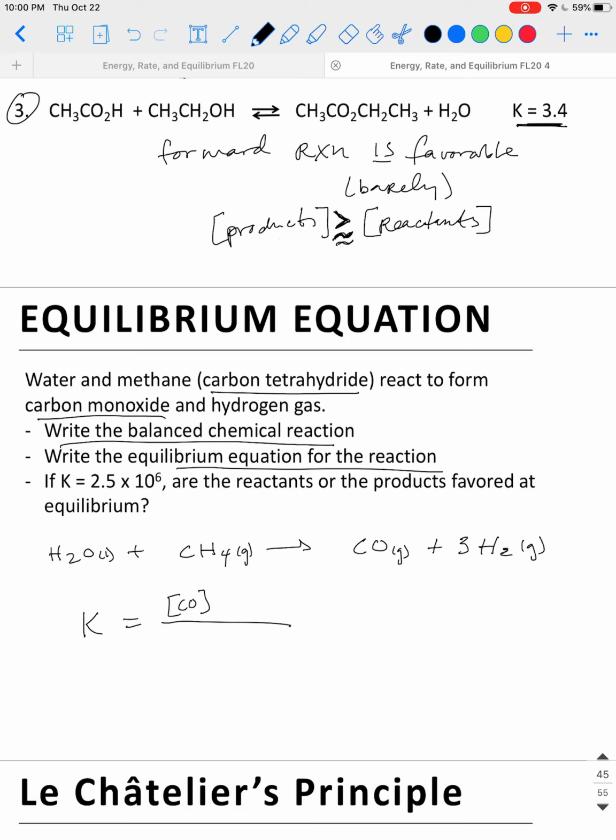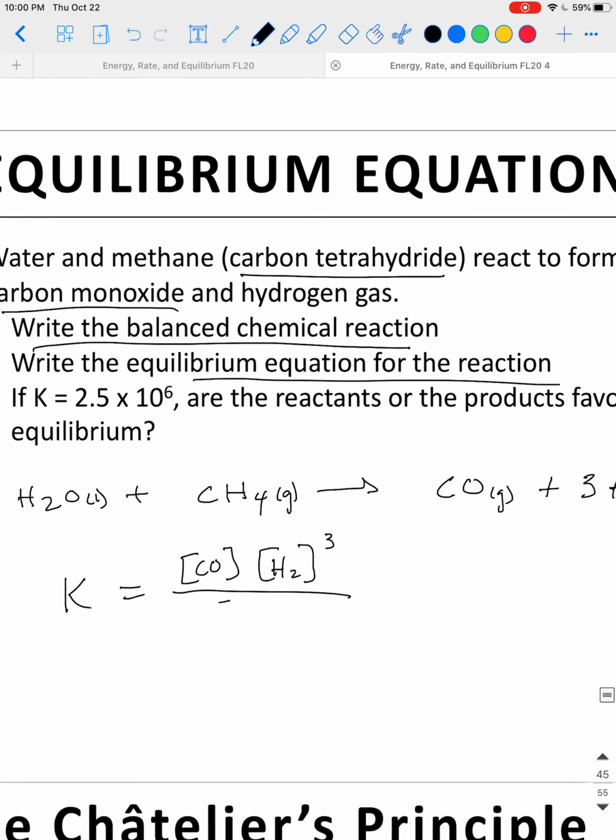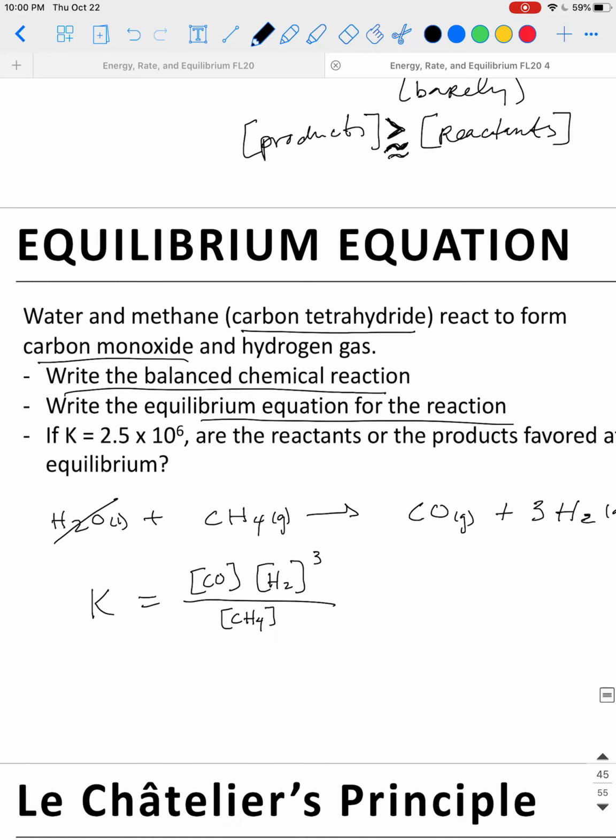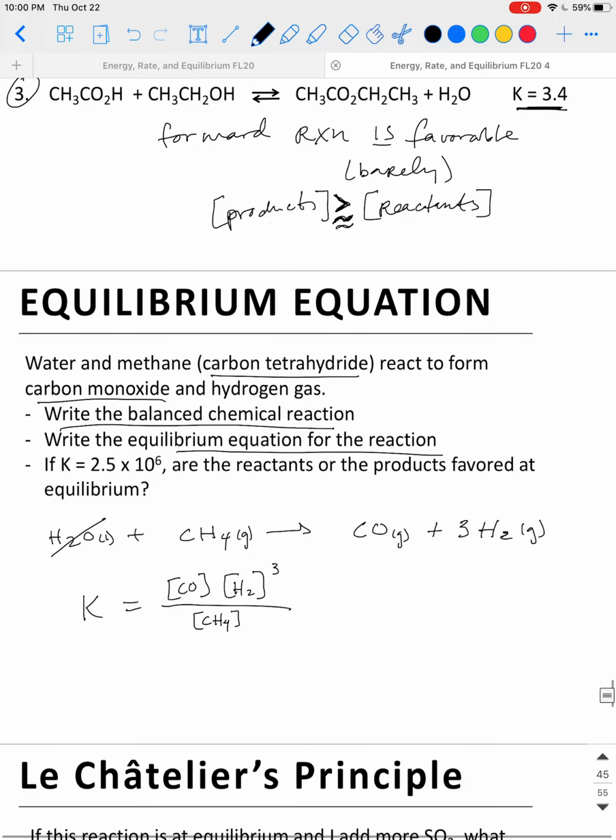All right. So we would do CO raised to the power of its coefficient, which is just 1, times the concentration of hydrogen gas, H2, raised to the power of its coefficient. And on the bottom, I'm only going to put the concentration of CH4 raised to the power of its coefficient. I'm not going to put the concentration of water because it's a liquid. I'm only going to plug in gases or things that are aqueous. So there's my equilibrium expression for the reaction. I guess I should put my reversible arrow here too, if it's able to reach equilibrium.